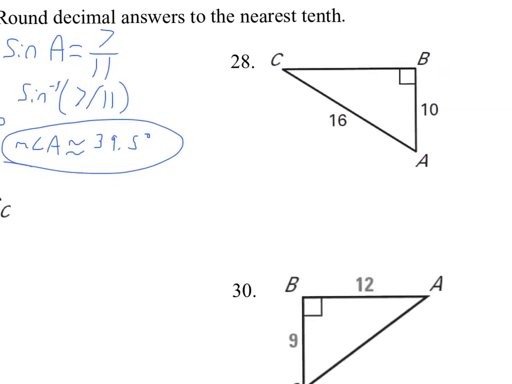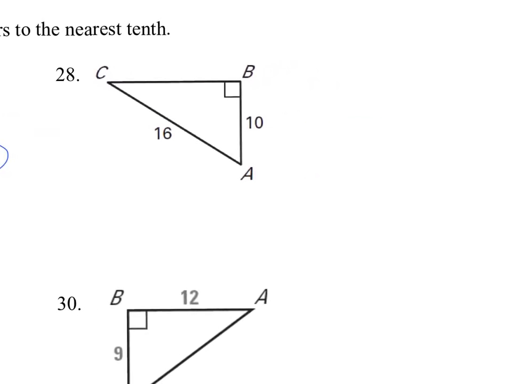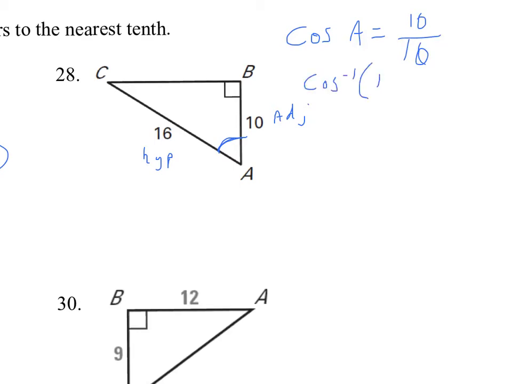Okay, number 28. From A's point of view, we have hypotenuse and we have adjacent. So you see, you really got to know your sine, cosine, tangent. We use it in almost everything we do this lesson. Which function uses hypotenuse and adjacent? That would be cosine. So cosine of angle A is adjacent over hypotenuse. And so we want to know what is the angle with a cosine of 10 over 16.